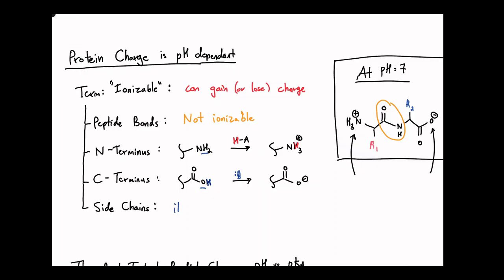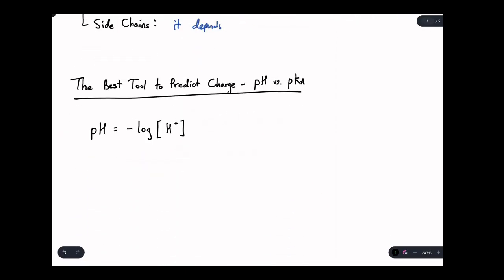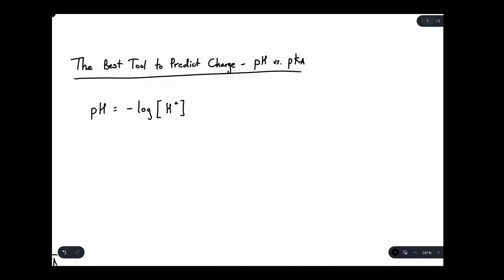The side chains, it depends. Right, so now we're talking about the R groups, R1 and R2, for example, in this example. It depends. Some do and some don't, and we'll be diving into the amino acids in the next video. Importantly, you're going to need to know the structures of those amino acids and their functional groups to be able to understand their ionizability. With that, let's keep moving and understand the best tool to predict this charge, right? I said at pH 7, it'll be positive, but what about other pHs? So the best tool to predict charge is pH and pKa.